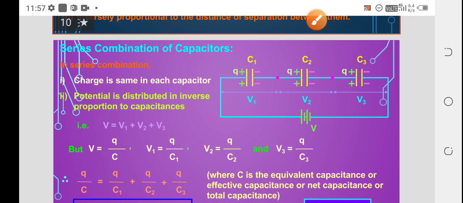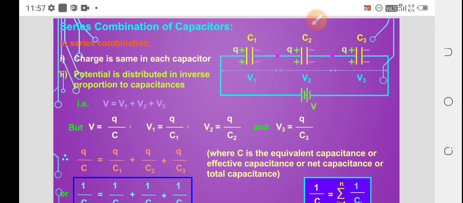Now, combination of the capacitors. You can see now you are taking the capacitors.